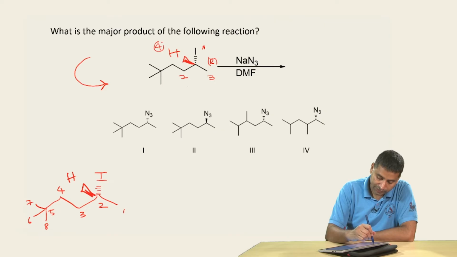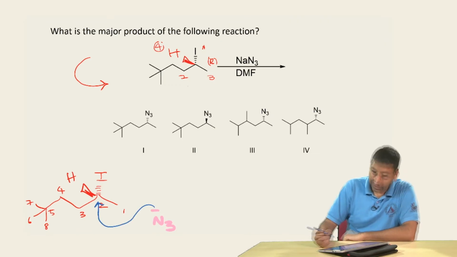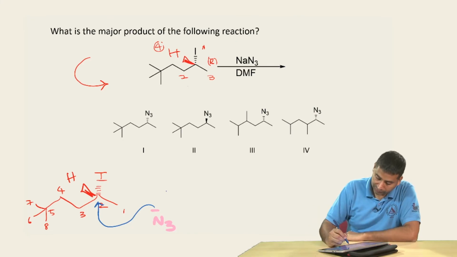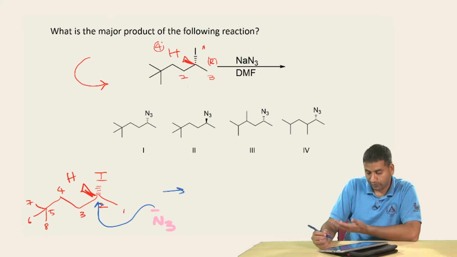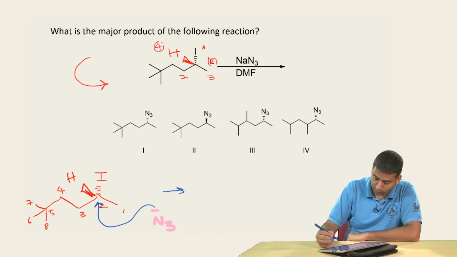Now, if the attack happens on the A side from the back side, which means the attack will happen from here, there is going to be an inversion in stereochemistry. The best way to depict inversion is to keep everything the same, but just flip two of the groups. So, I am keeping exactly this orientation the same and I am going to draw N3, and now the hydrogen has got flipped.